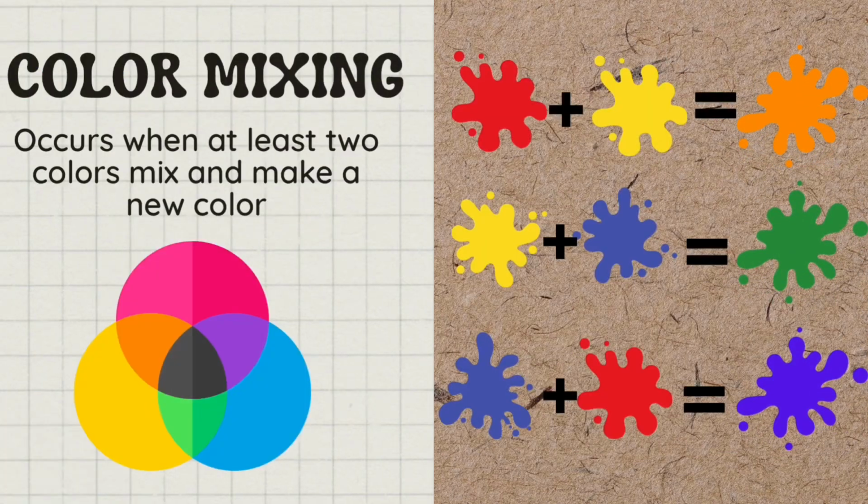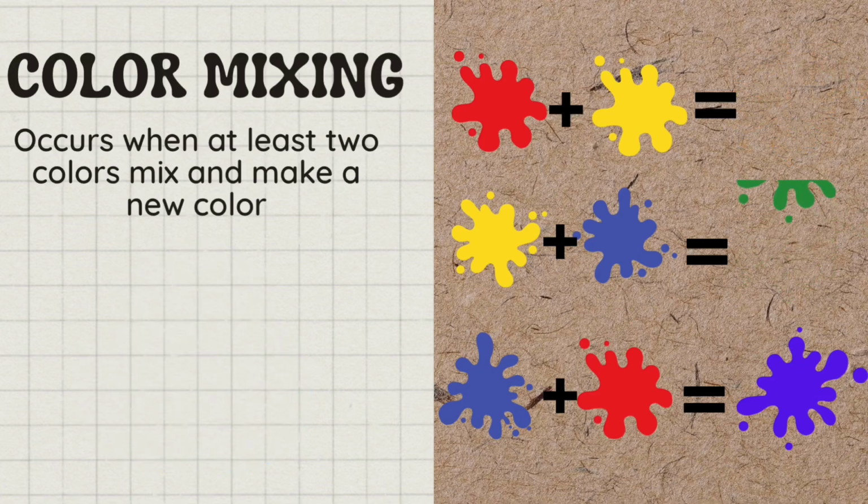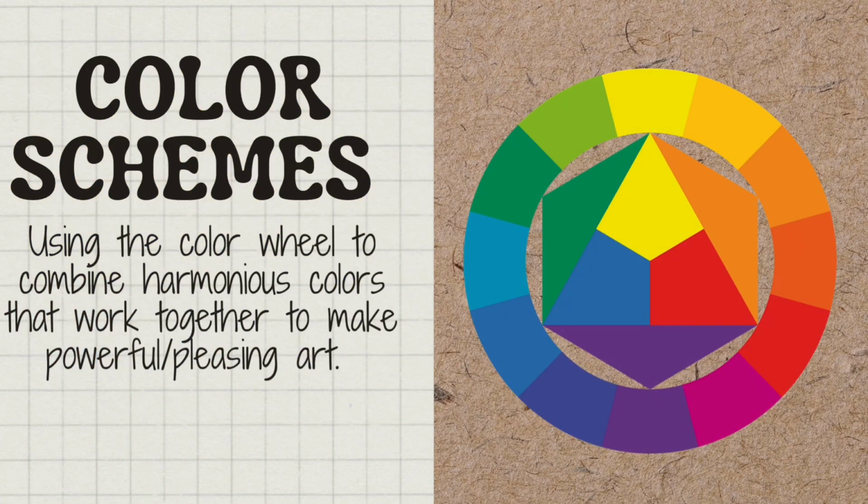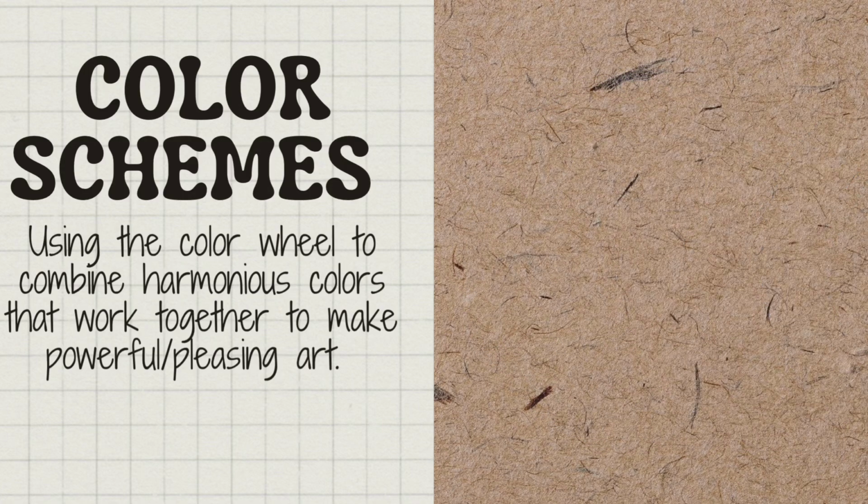Color mixing occurs when at least two colors mix and make a new color. Red and yellow makes orange, yellow and blue makes green, blue and red makes purple. Color schemes are a group of two or more harmonious colors created using the organization of the color wheel. Using the color wheel to combine harmonious colors that work together to make powerful and pleasing art.